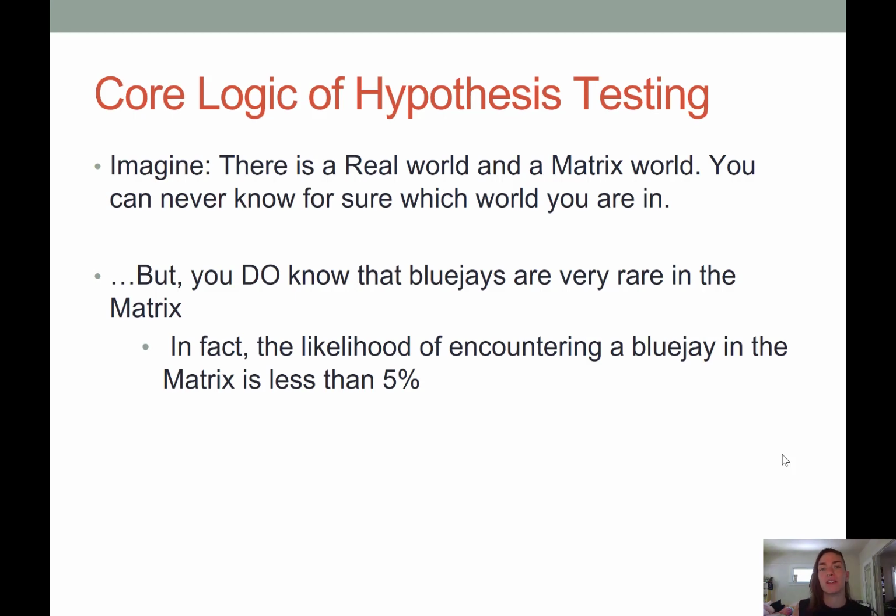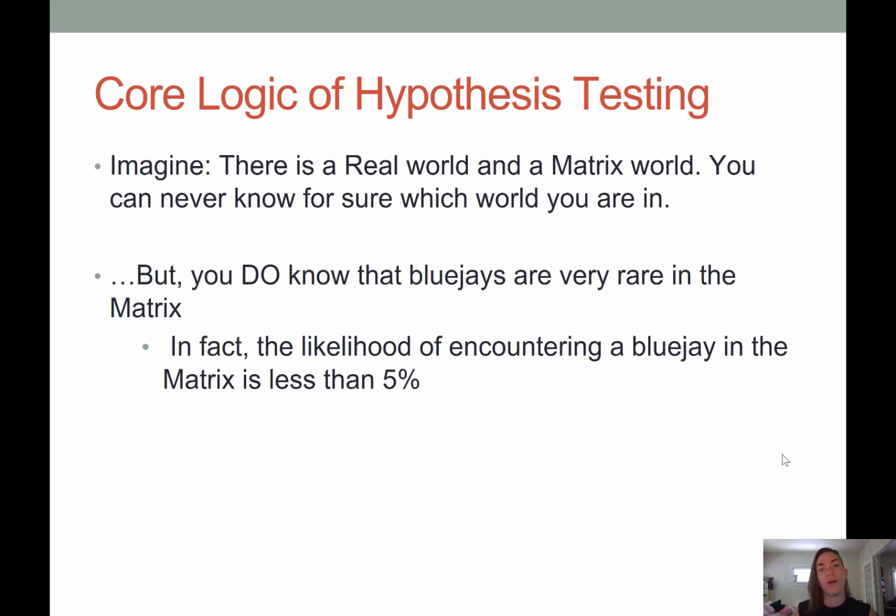Let's imagine that there is a real world and a matrix world, and you can never know for sure, for certain, which world you are in at any given time. So I just have to guess which world I'm in. I assume I'm in the real world, or I assume I'm in the matrix world, based on incoming information or my experience in the world. I do have some information that could help me out.